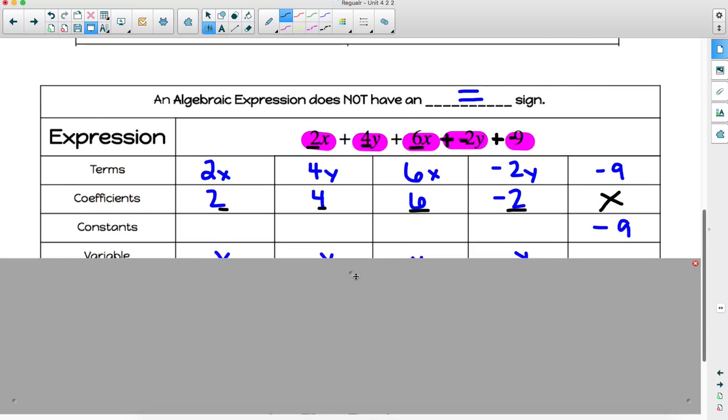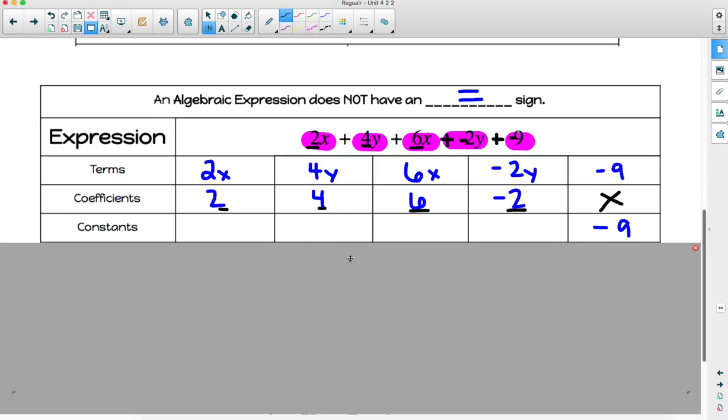Okay, so then in the next part, opposite of that, a constant is a number that stands alone. So in this one, we only have one number that stands alone, and that's that negative 9. So that would go, I just kind of lined it all up. Sorry about the bell there. I just kept it in line from what I had above. So my only constant in this example is negative 9. We can just X those out. There's no other constants in this example.